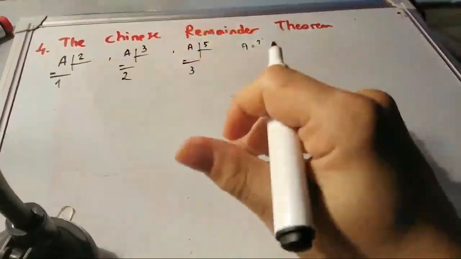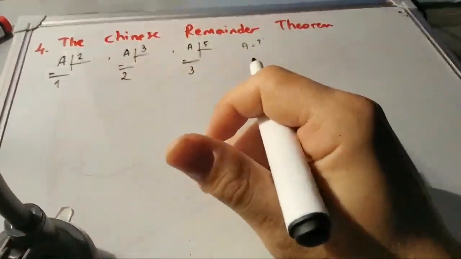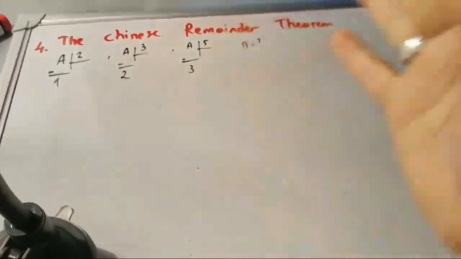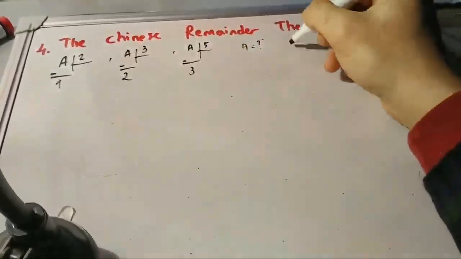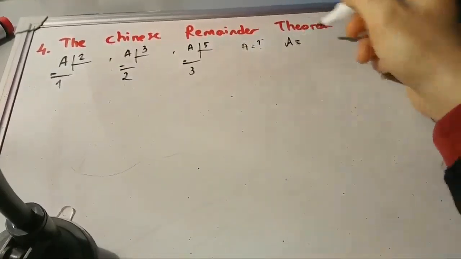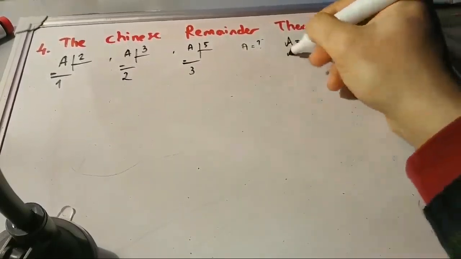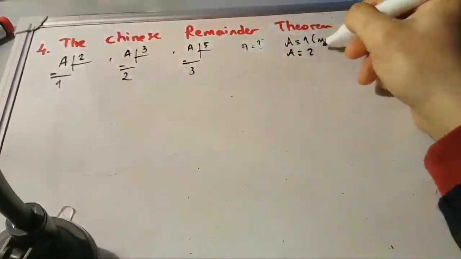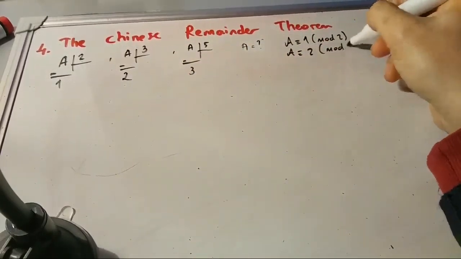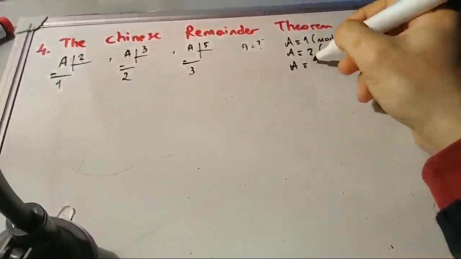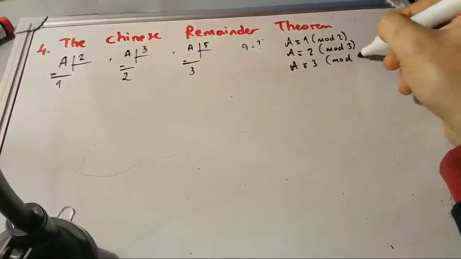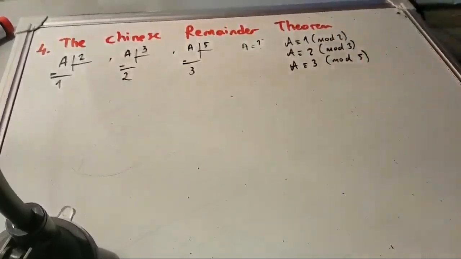So if we convert the division algorithm to a modular arithmetic system: a is congruent to 1 in mod 2, a is congruent to 2 in mod 3, and a is congruent to 3 in mod 5. We have to find the value of a, but there are many steps actually, so let me show you the steps.